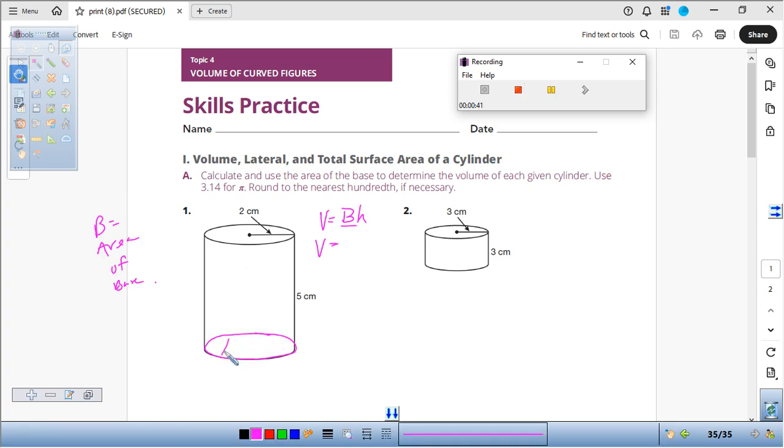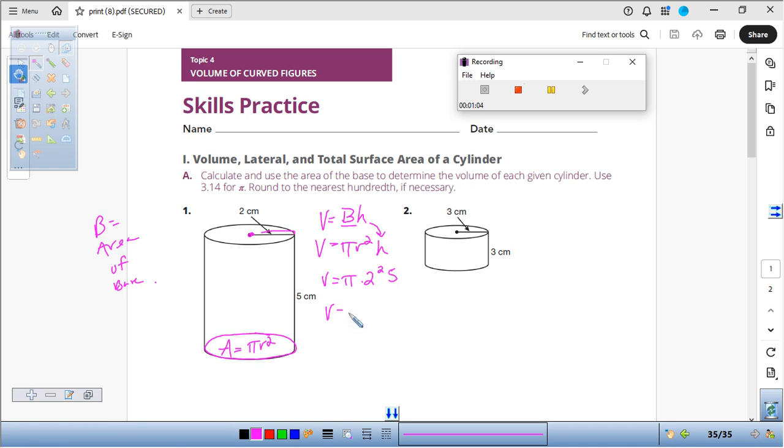And how do you get the area of this base? It's going to be pi radius squared. So this part is pi radius squared and times your height. Your height is the distance from one base to the other base. The radius is the distance from the center to the side of the circle itself. So 2 squared times your height of 5.